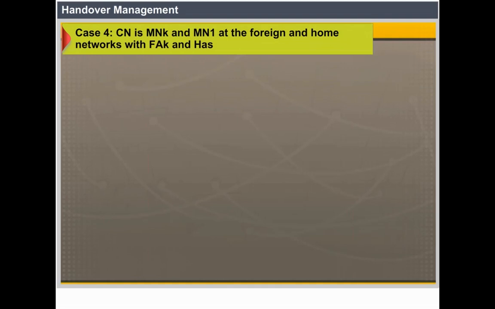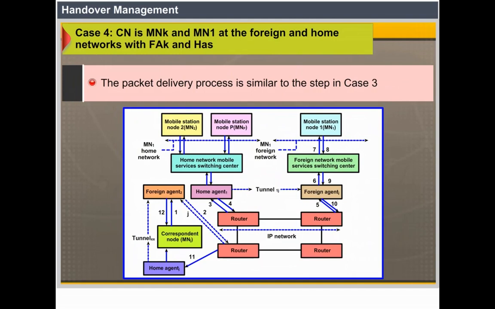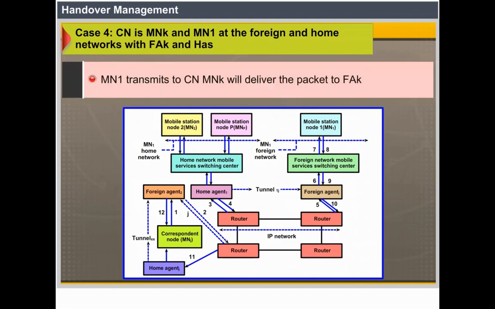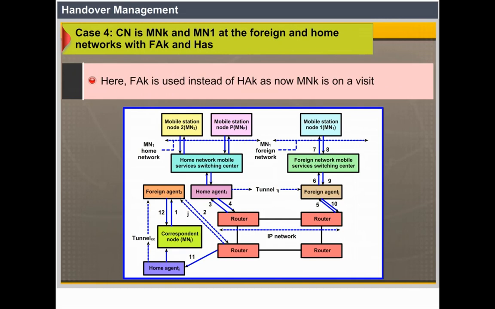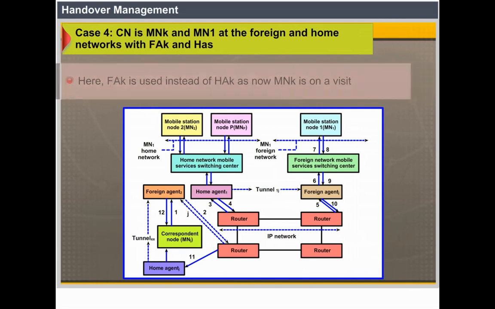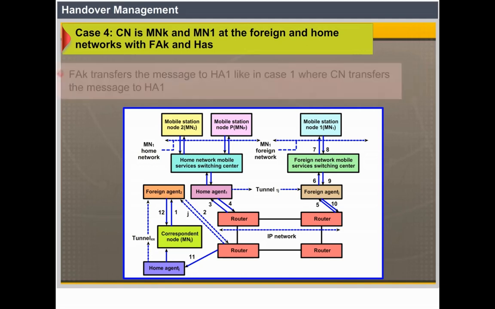Case 4. CN is MNK and MNI at the foreign and home networks with FAK and HAI. The packet delivery process is similar to the steps in case 3. MNI transmits to CN, MNK delivers the packet to FAK. Here, FAK is used instead of HAK as now MNK is on a visit. FAK transfers the message to HAI like in case 1 where CN transfers the message to HAI.